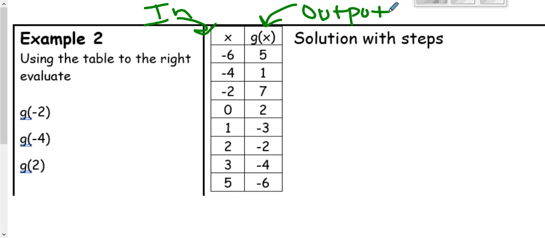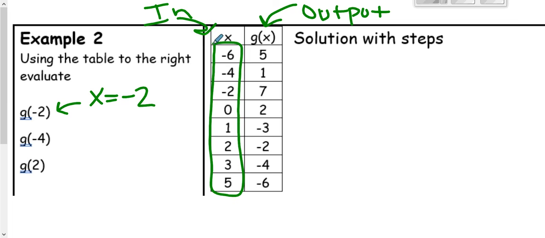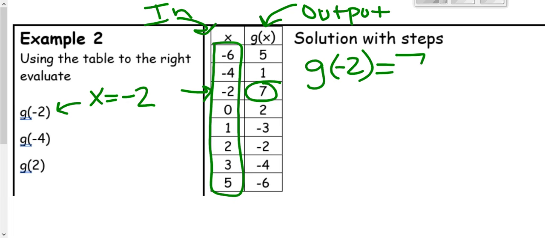So we're looking here for g of -2. That means that we're looking for where x is -2. So we've got to look down the x column to find -2. Found it right here. What's our output value when x is -2? 7. So we can say that g of -2 equals 7.